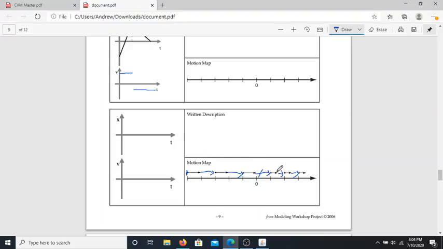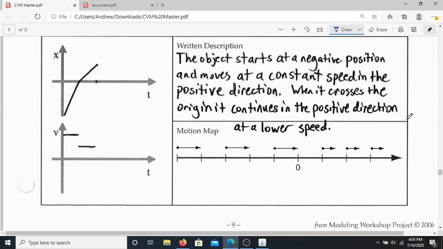And then what happens is that you notice the arrows get shorter. The dots get closer together. So what we're seeing is that right now this is moving pretty quickly. And then once it crosses the origin, it's about 1 meter, it starts to slow down. It slows down. All right. And what happens is now it's just moving at a slower constant positive velocity. All right. So what happens is it looks like this.